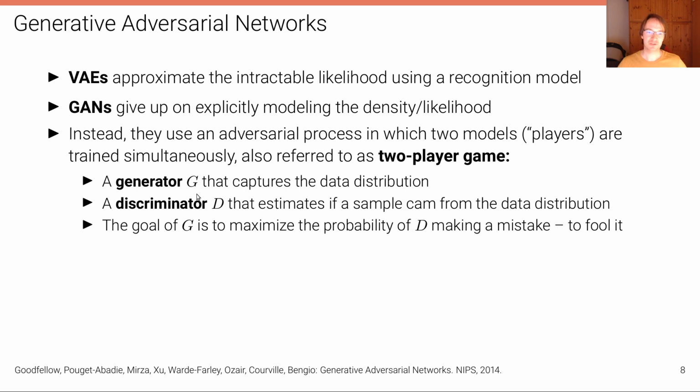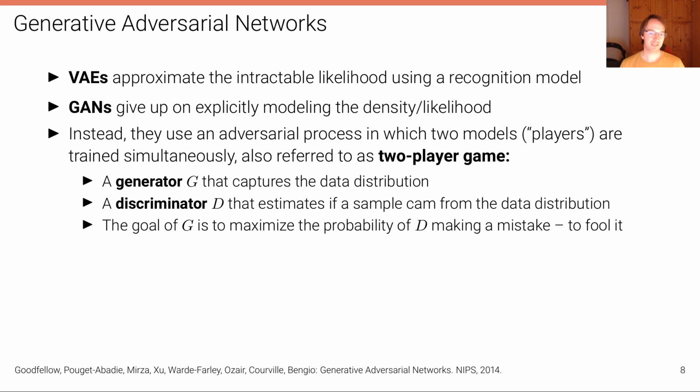The generator G captures the data distribution. That's the model that is responsible for modeling the model distribution that should approximate the data distribution, from which it should be possible to sample new data points that look similar to data points from the data distribution.